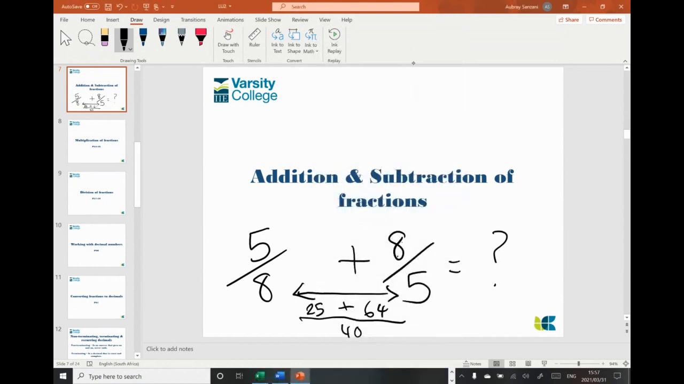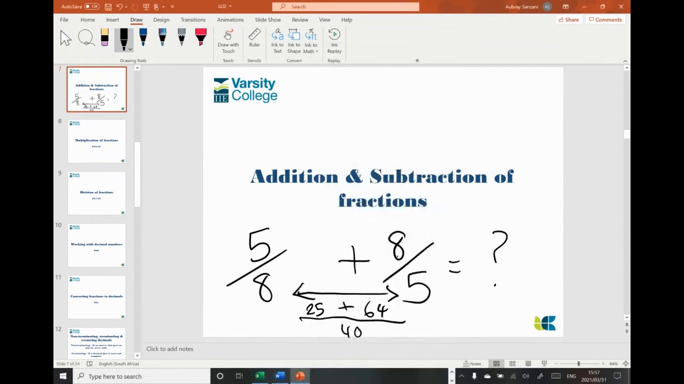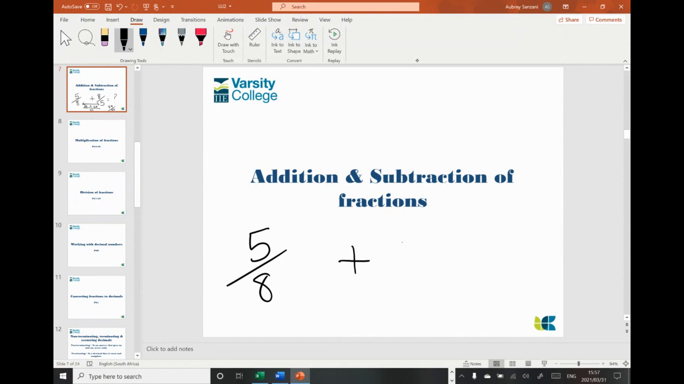So this becomes 64. And 64 plus 25, what do we get? We get 89. All right, so it's going to be 89 divided by 40. That's the answer to the question here. 89 divided by 40.